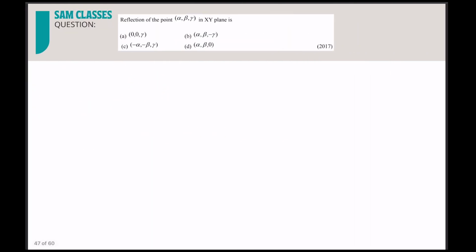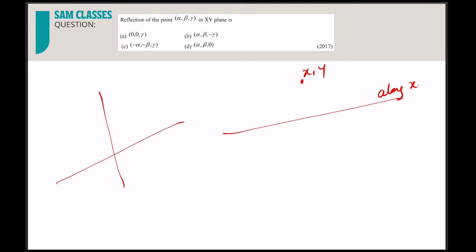Okay. Now, reflection of plane. So reflection means what? Let's understand in simple terms. If I'm taking a reflection of this point x comma y along x, what will happen? Let's take 2D only. Take a point here, 2 comma 3. If I'm taking a reflection along the x axis, what changes? What will be the change?